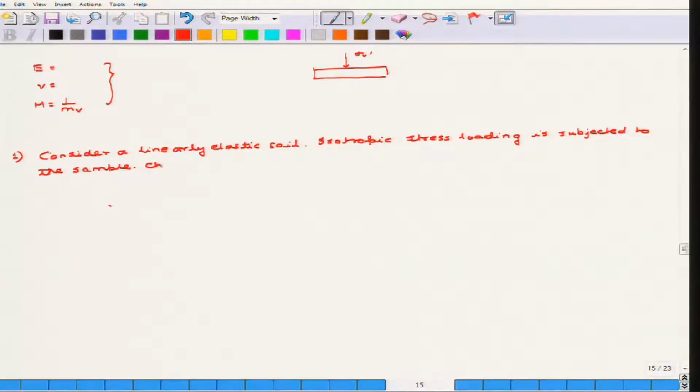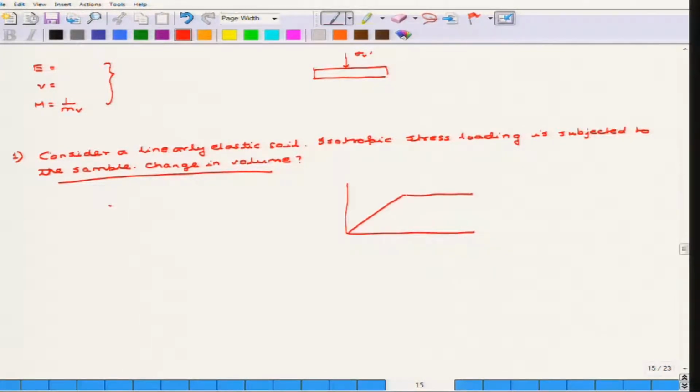And you are asked to find out the change in volume. Now, remember that this is a linearly elastic condition. Linearly elastic condition means everything is within this range. That means whatever the stress applied is directly proportional to strain, and the ratio of stress by strain is equivalent to the Young's modulus of elasticity.